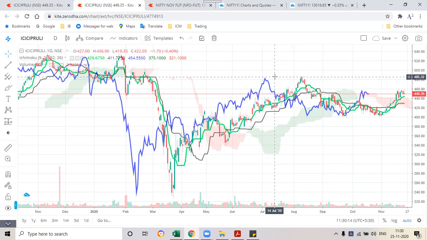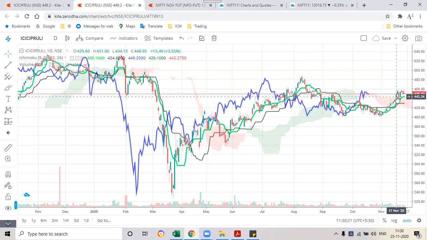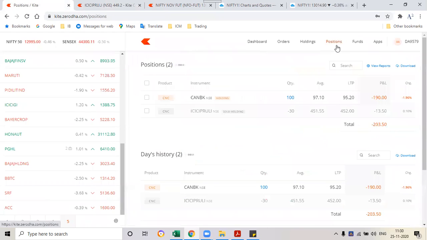Okay, so here when this line got cut, I took an entry in ICICI, somewhere around 442. Then it went to 460. If you are looking for a quick profit, book profit. Booking profit is also very important. That's what I do these days.